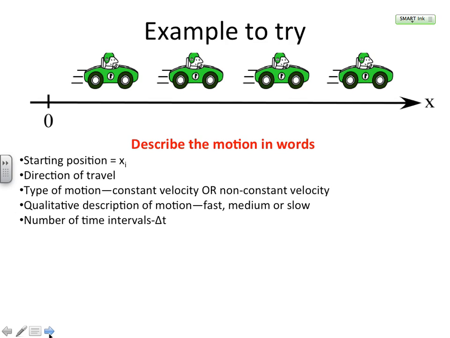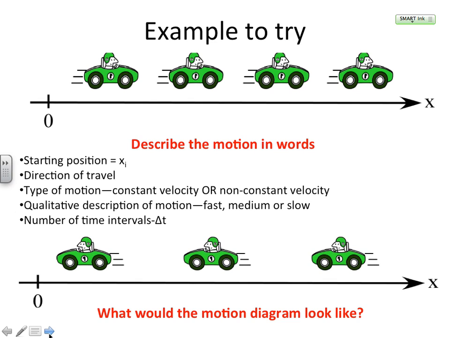And the number of time intervals, remember we just said, would be 1, 2, 3. 3 time intervals because I have 3 spaces between my cars. Or you can count it out. The first picture is time 0. Second one is time 1, 2, then time 3. Now, motion diagram. Think about what the motion diagram would look like for this, and then compare it to this one.